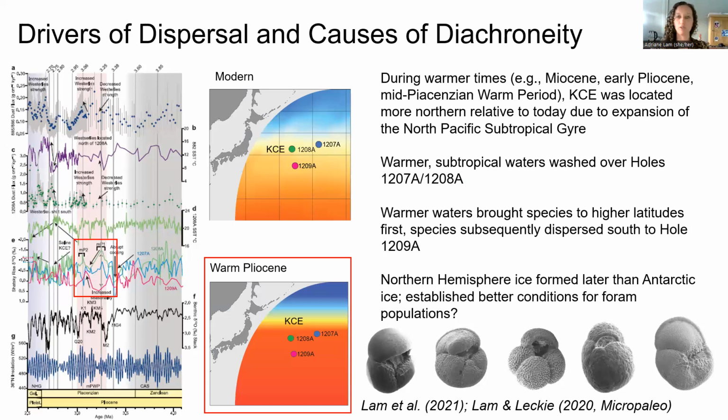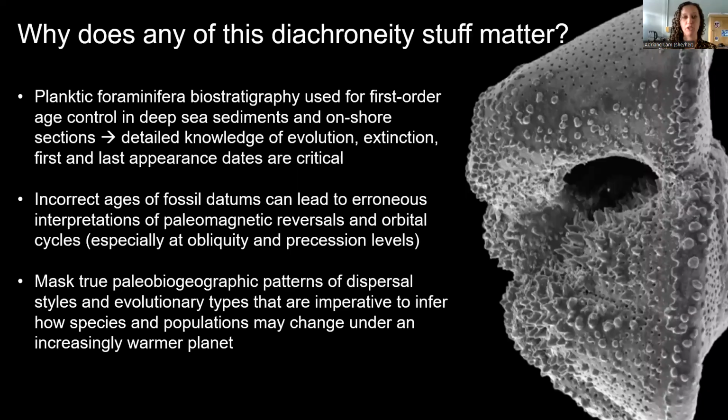We also think that northern hemisphere ice sheets, that formed later than Antarctica, also allowed for more dispersal of species into the mid-latitudes of the northern hemisphere. That maybe would have set up some more water mass boundaries in the northern hemisphere, also setting up different niche space for those species to finally disperse into and establish robust populations.